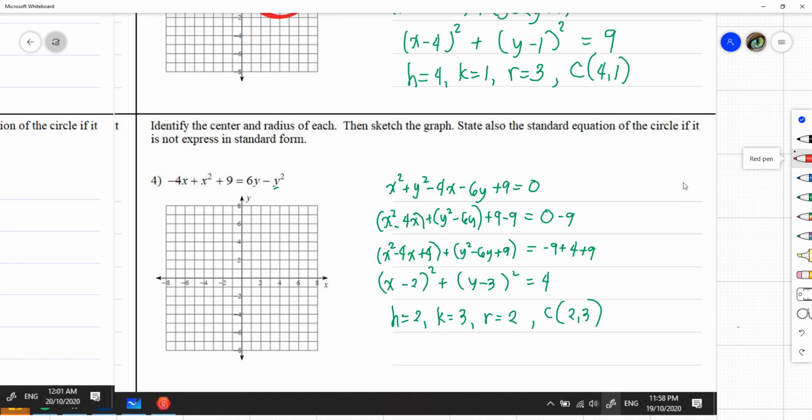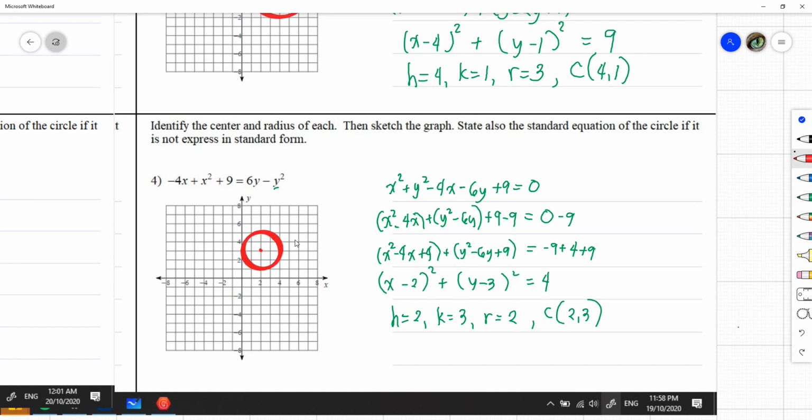Okay, the center is 2, 3, so 2, 3, and then the radius is 2. And then make a circle passing through those 4 points. Okay.